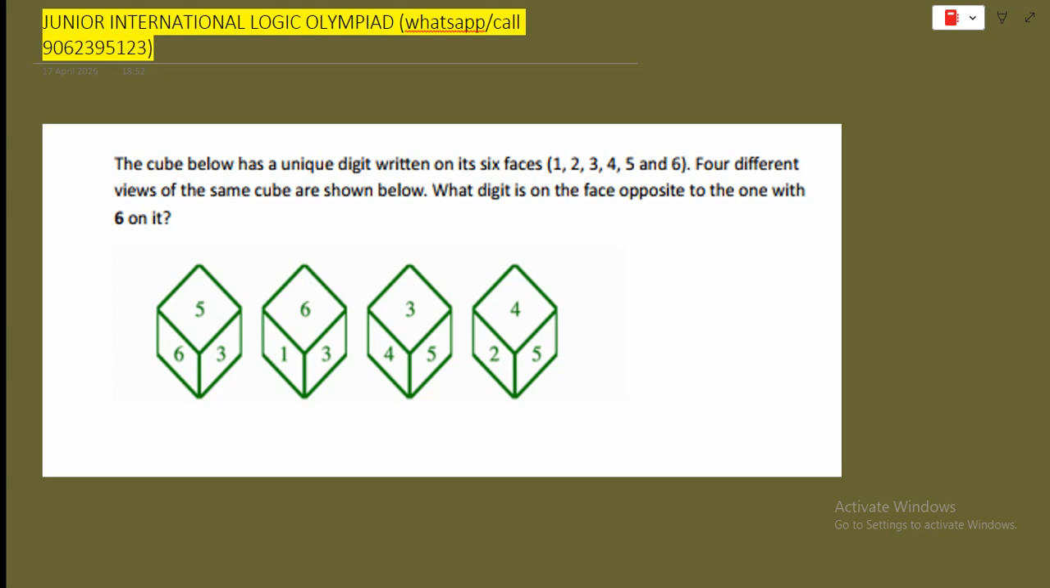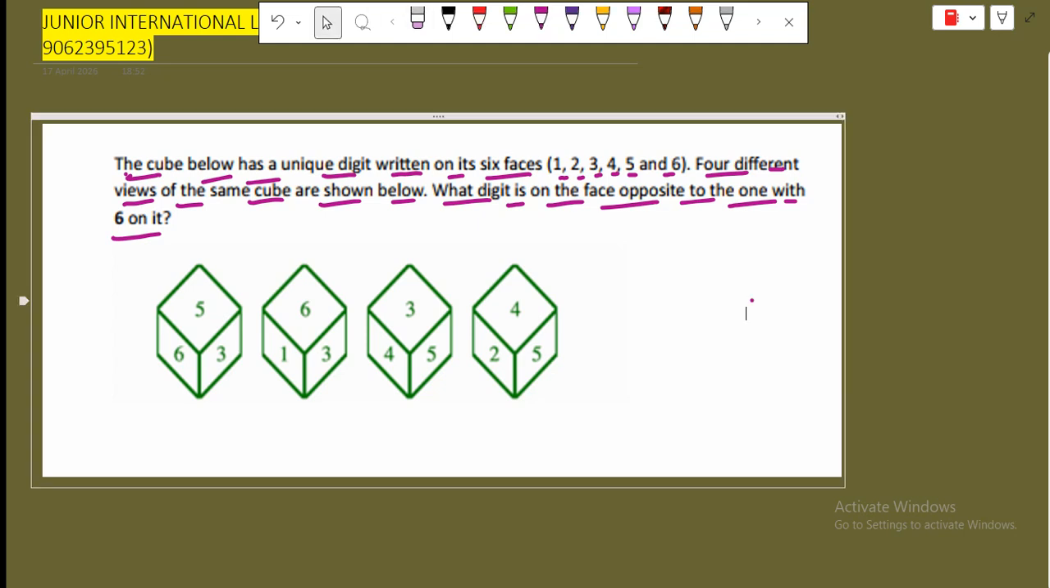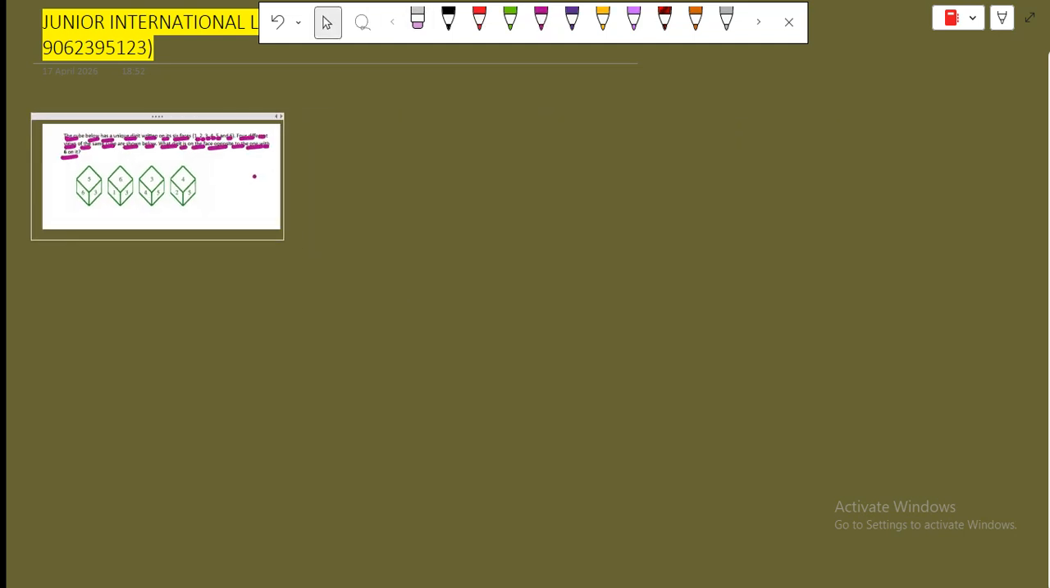So let's understand the situation first. The cube below has a unique digit written on its six faces: 1, 2, 3, 4, 5 and 6. Four different views of the same cube are shown below. Now, what digit is on the face opposite to the one with 6 on it? Okay, so we will solve this together.